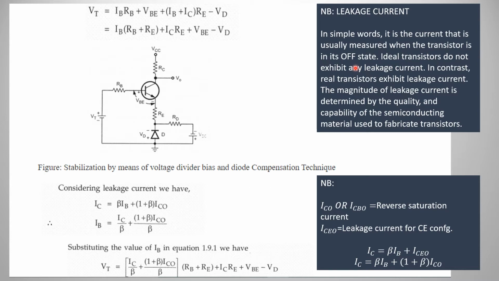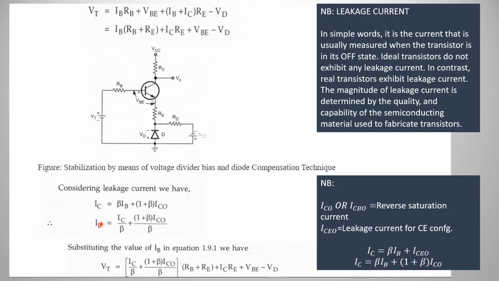The significance of this term is that the quality of a transistor as well as its capability when used in a circuit can be determined by knowing the leakage current that it produces. Then we have ICO or ICBO, which is the reverse saturation current. These two terms are the important ones here. From the previous recordings, we know that IC, the collector current, is equal to beta IB plus ICEO. ICEO is the leakage current for common emitter configuration, and it is also equal to (1 plus beta) into ICO, the reverse saturation current. That is the relation.